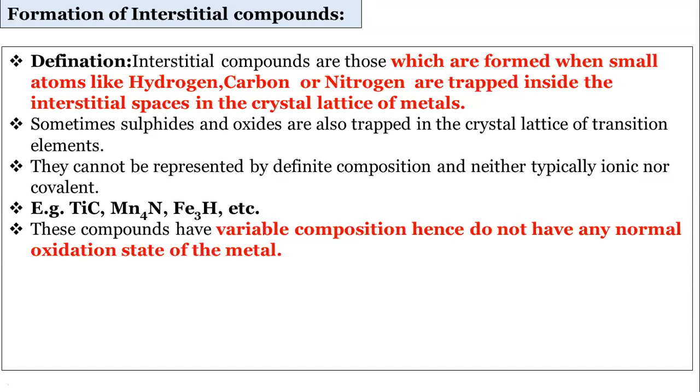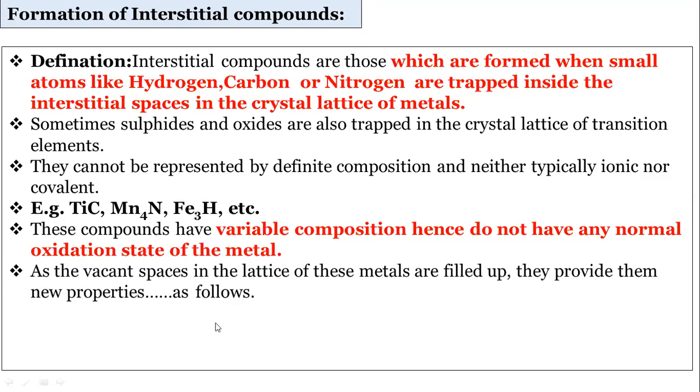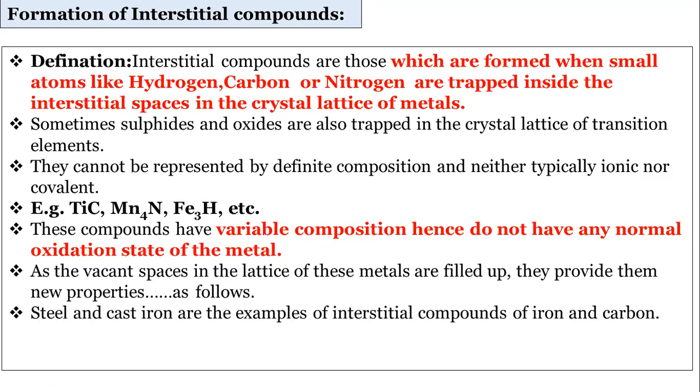There are some properties of these interstitial compounds. These compounds have variable composition, hence do not have any normal oxidation state of the metals. Also, as the vacant spaces in the lattice of these metals are filled up, they provide new properties. When carbon, nitrogen, hydrogen, sulfides or oxides are trapped inside the lattice, the properties of these interstitial compounds will be changed.